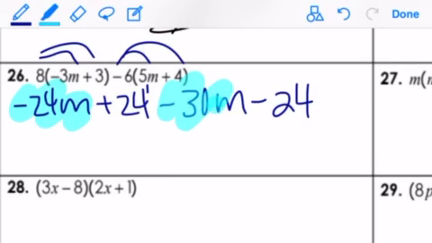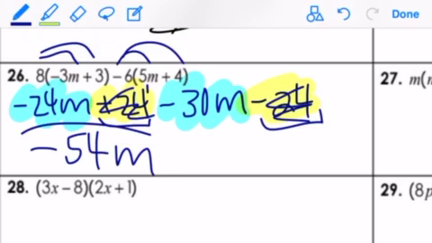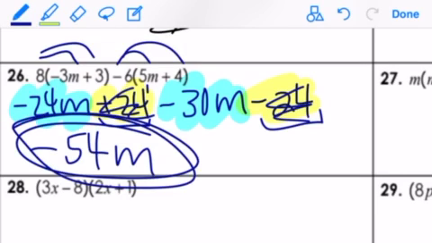Then combine your like terms. Okay, also keep standard form in mind. So we're going to combine the m's first. Negative 24 minus 30 is negative 54m. All right, then 24 minus 24 is 0, so they're gone. Negative 54m is your answer there.